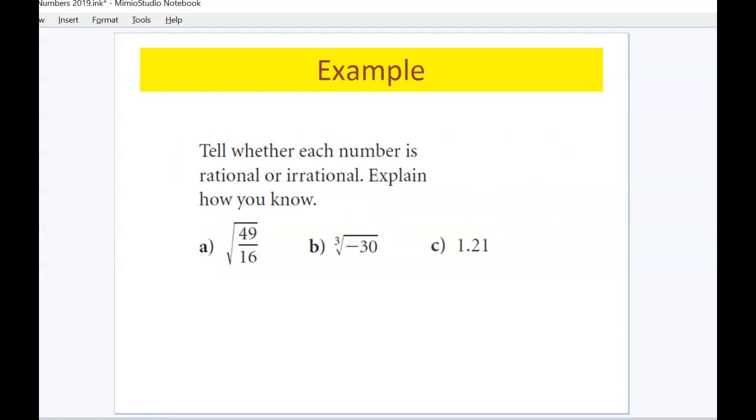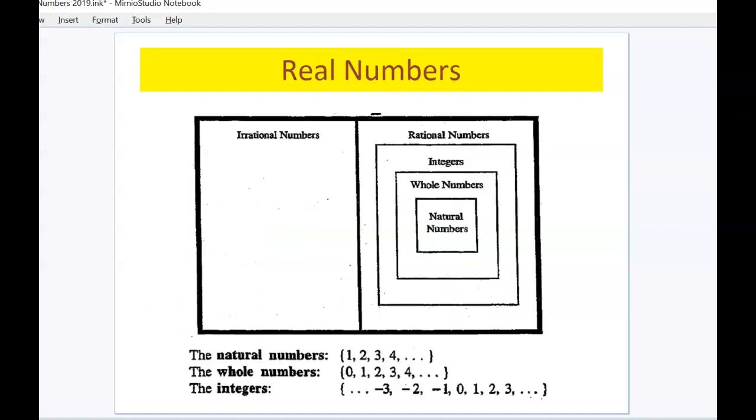All right, taking a look at these, which of these are rational and irrational? Well, the square root of 49 over 16 is really 7 over 4, which is rational. The cube root of negative 30 is not a perfect cube, so this would be irrational. And 1.21 is a decimal that ends, so this would be considered rational.